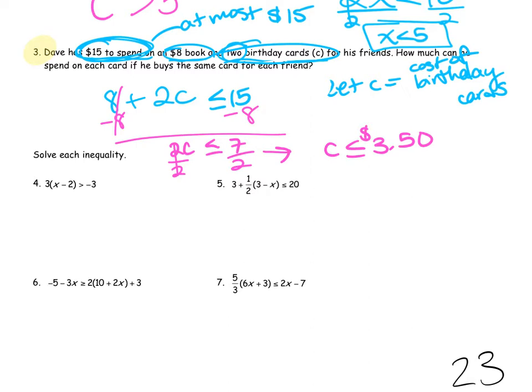Could he spend more than that? No. Could he spend less than this number? Absolutely. He could have spent $3 a card. He could have spent $2 a card. He could not spend, for example, $3.60. Nope, that wouldn't work. Okay.